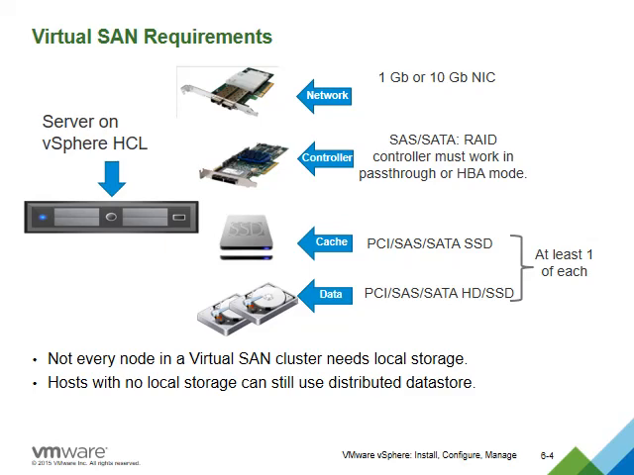Each Virtual SAN cluster requires a dedicated network that each host can communicate with. VMware recommends a 10 gigabit network card, preferably with a NIC team of 2 10 gigabit NICs for fault tolerance. They have tested it and 1 gigabit will work, but it's not recommended because of the size of the network. All of the hosts in the cluster do not have to have local storage, but remember you've got to have 3 hosts that are contributing to the storage.